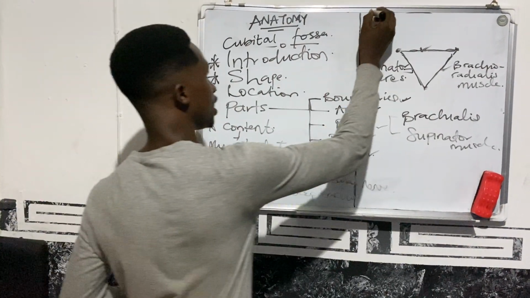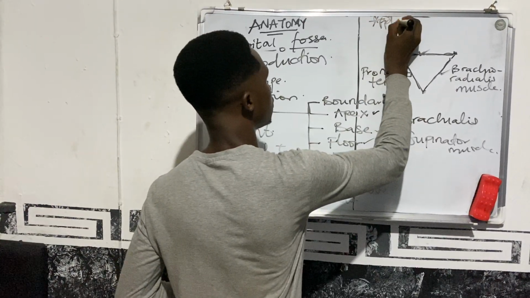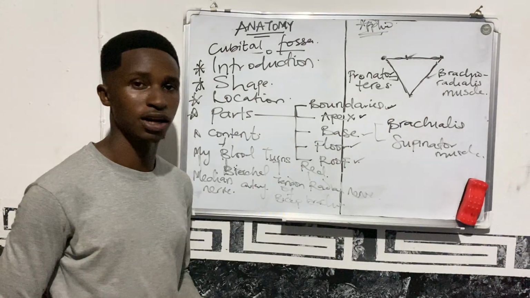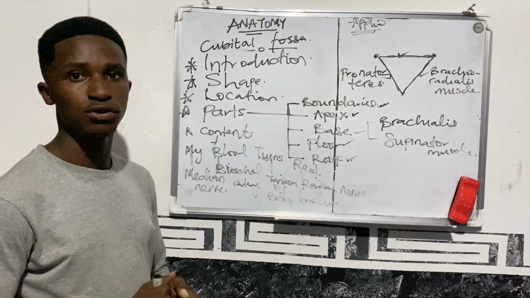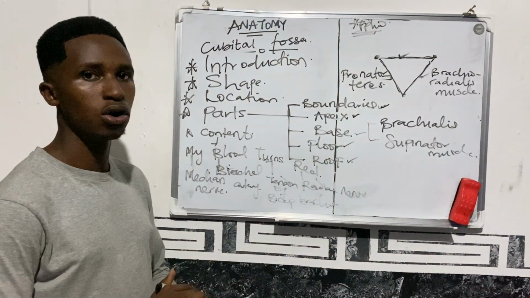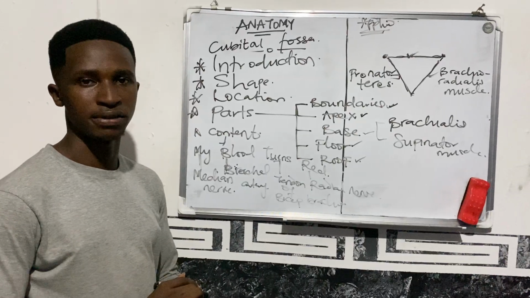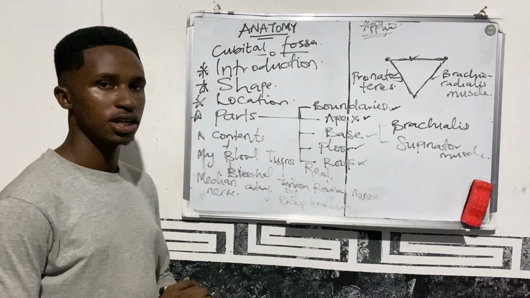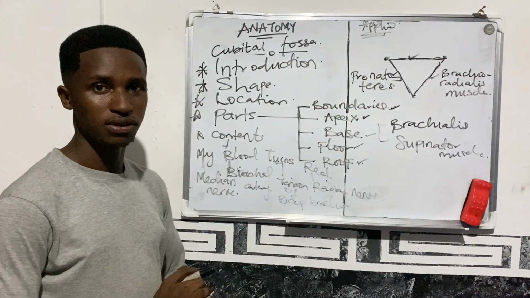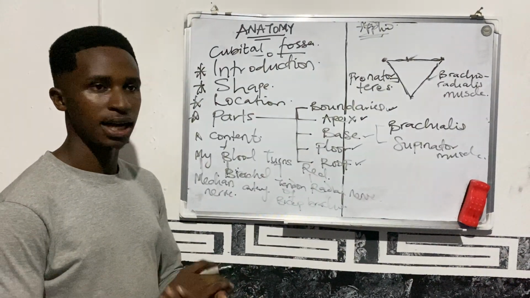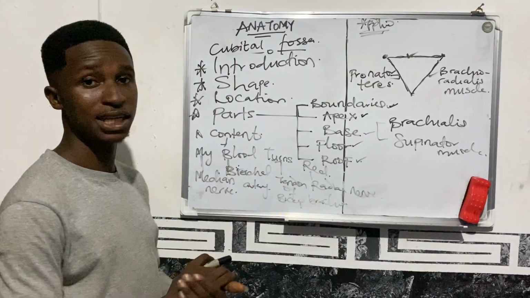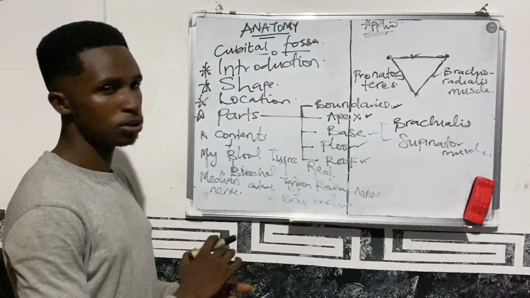Let's discuss a little on the applied anatomy. A very important applied anatomy of the cubital fossa is venipuncture of the median cubital vein. We'll talk about that in our subsequent videos. For now, we'll give you a very well expressed brief on the cubital fossa.